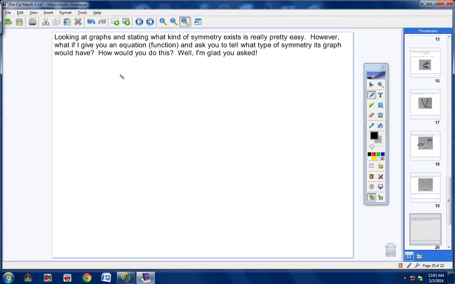Now, looking at graphs and stating what kind of symmetry they have is pretty easy, it really is. But what if I give you an equation and ask you to tell what type of symmetry its graph would have? How would you do this? I'm glad that you asked. What if I give you the equation, not the graph? How can you know what type of symmetry it has? Let me show you here real quick.